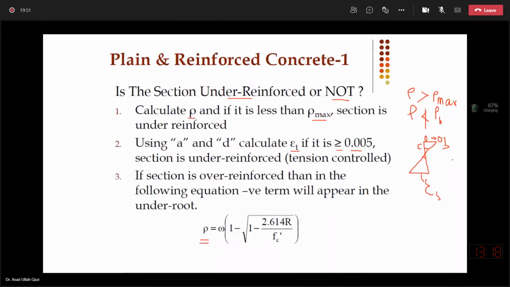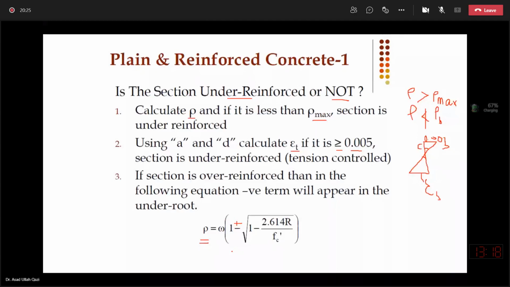However, in a design problem, I mentioned in the last lecture that when you calculate rho, there are two roots of rho. One is with plus sign and the other is with minus sign. The plus sign root we ignored, because rho with plus sign will give us a reinforcement ratio even greater than rho balanced. So we ignored that root and we selected the root which will give us rho less than rho max.